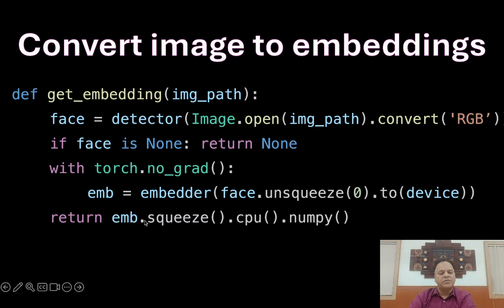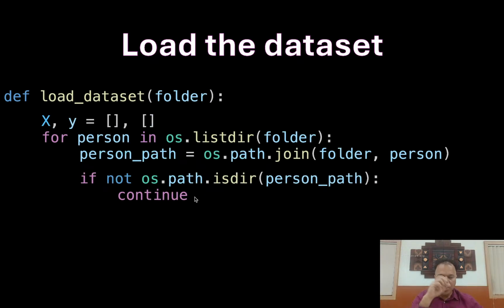So then we are calling the embedder, which is the ResNet, and then we are processing it. We are generating the whole embeddings, and then I am sending back the return. I am sending the embeddings, and I use NumPy methods just to ensure it goes in the proper matrix numerical format. Once the embeddings are generated, now we have to load the data set. Why do we have to load the data set?